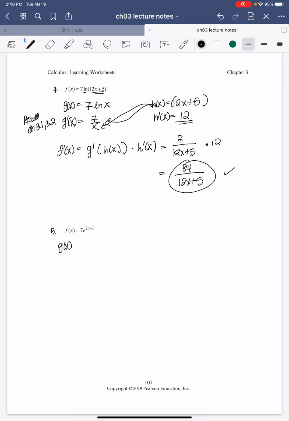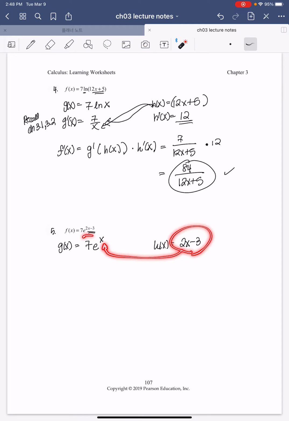This is like a power, and it's not just simple e to the x, it's something put into it. So 2x minus 3 will be a good choice for my h, and this gets plugged into e to the x, but we have a 7 in front, so 7 times e to the x. If I compose it, will I get this one here? Yes, we put it on the power, so we get 7e to the 2x minus 3. That's good. So that's how you check.